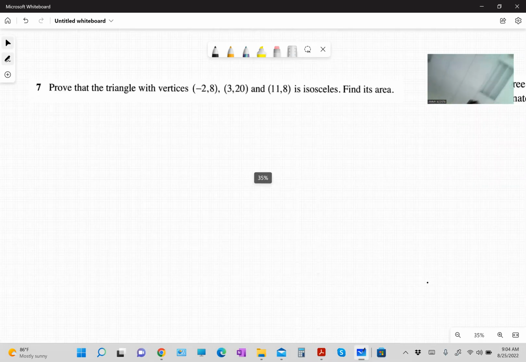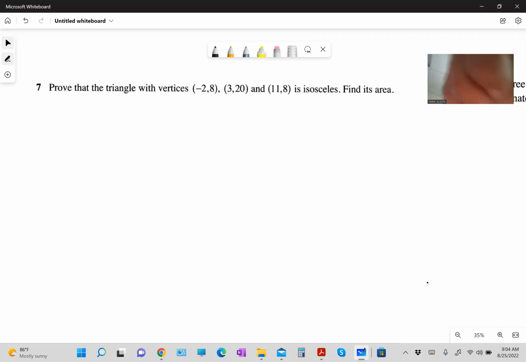It says, prove that the triangle with vertices (-2, 8), (3, 20), and (11, 8) is isosceles. Key word here is isosceles. An isosceles triangle has to have what? Yeah, two sides equal. So all you have to do to prove that it is an isosceles triangle is to show that two sides are equal.